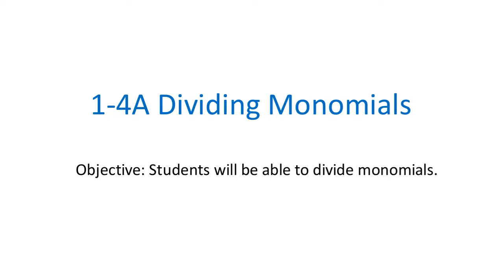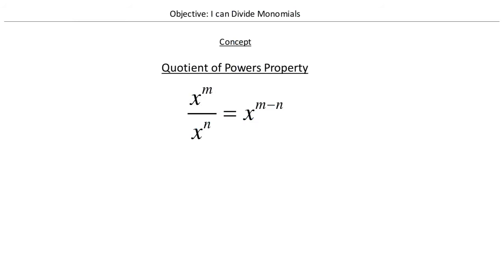All right, so today we're looking at dividing monomials, like I said. The concept today is the quotient of powers property. This is the division of exponents with the same base. The rule we saw last week or the week before was that we have to subtract the exponents, right? So the rule is x to the m divided by x to the n. We end up having to subtract the exponents.